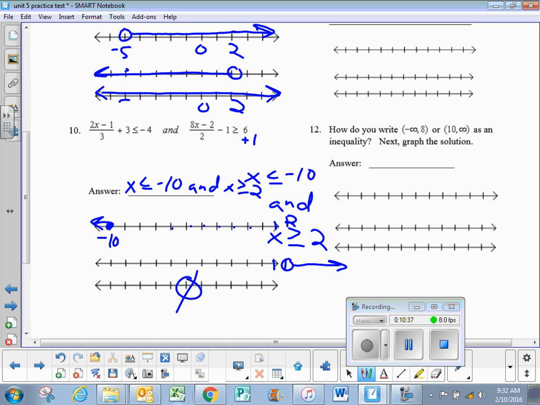How are they shaded nowhere? No solution. Remember, when it's an "and," you are looking for an intersection, or where they're both shaded. Are they both shaded anywhere on either graph?